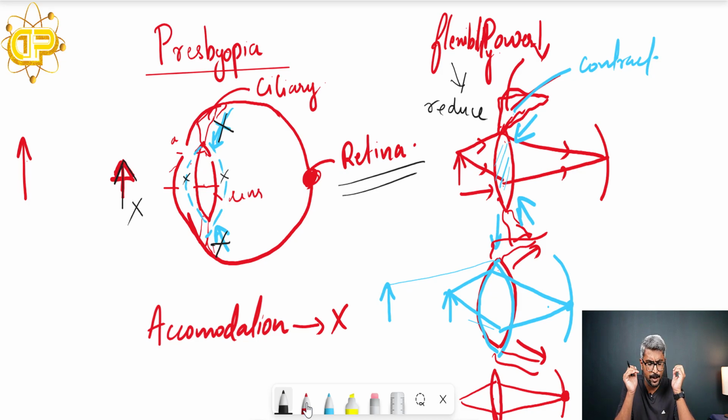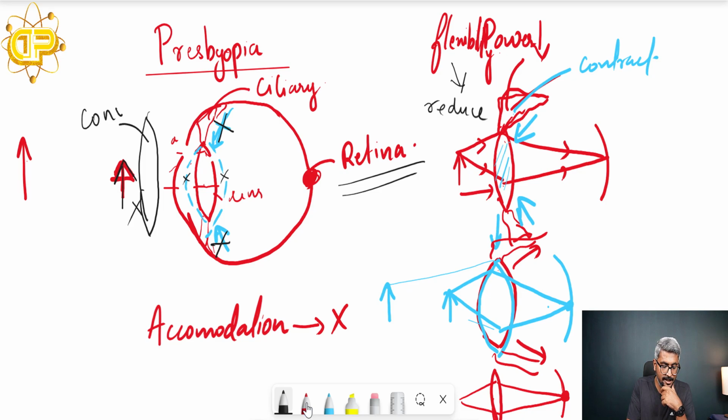This is about presbyopia. And how will you correct the presbyopia? The correction is the same as that of hypermetropia. That means you have to keep a suitable power of convex lens there, and then you will correct this presbyopia. I hope that you got the points there.